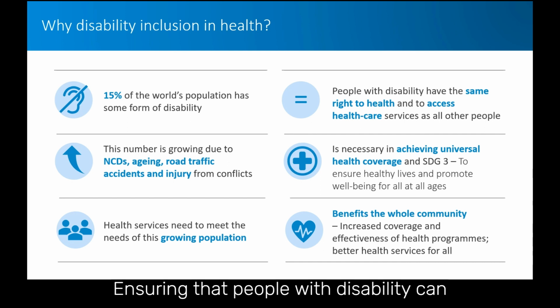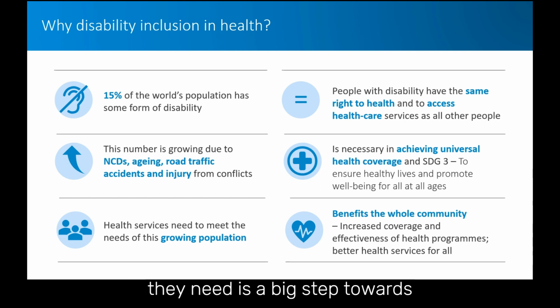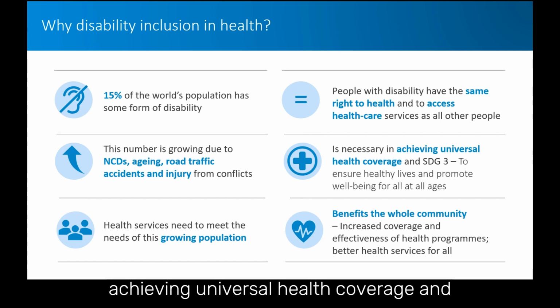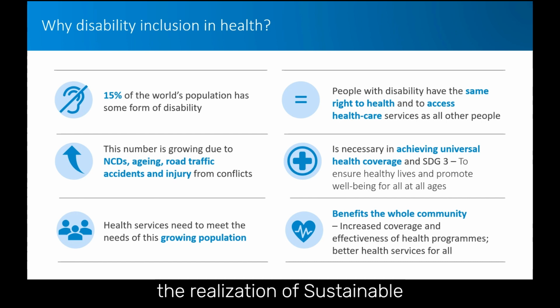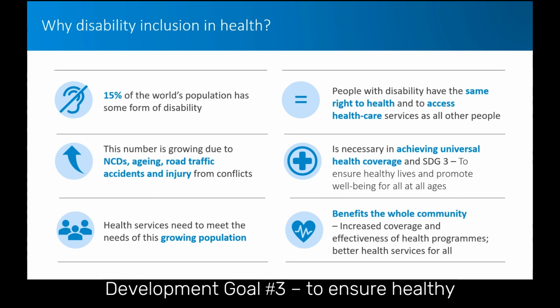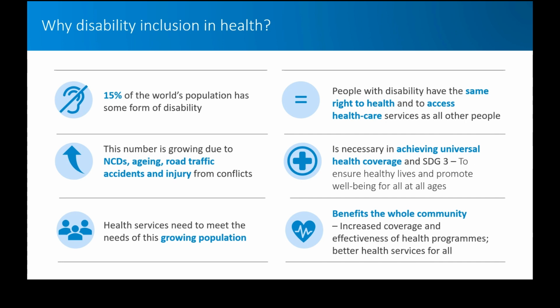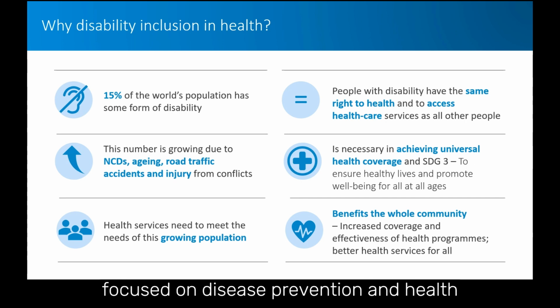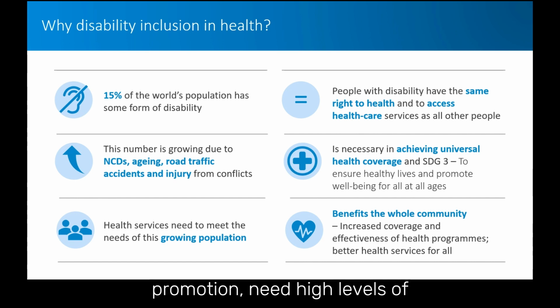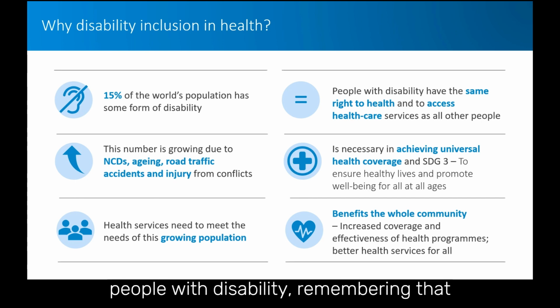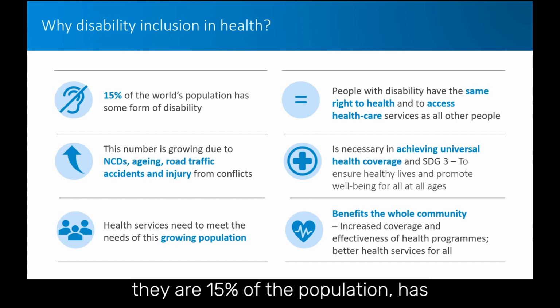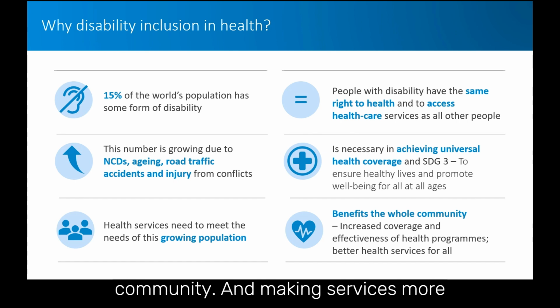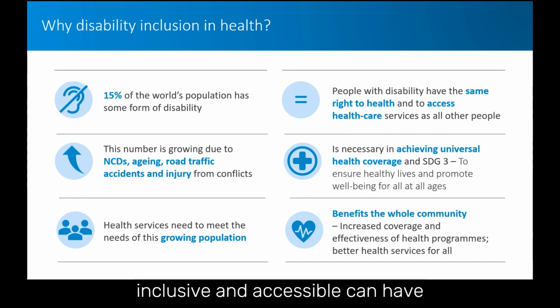Ensuring that people with disability can access the healthcare services that they need is a big step towards achieving universal health coverage and the realisation of Sustainable Development Goal number 3, to ensure healthy lives and wellbeing for all. Many health programs, particularly those focused on disease prevention and health promotion, need high levels of participation across the population to be effective. Making sure that these programs are inclusive of people with disability, remembering that they are 15% of the population, has benefits for the health of the whole community, and making services more inclusive and accessible can have benefits for many people, not only people with disability.